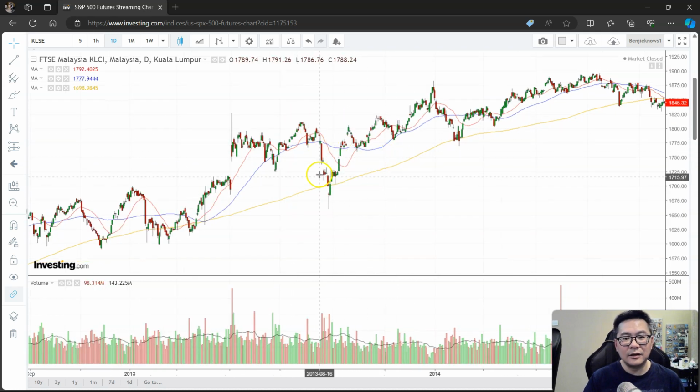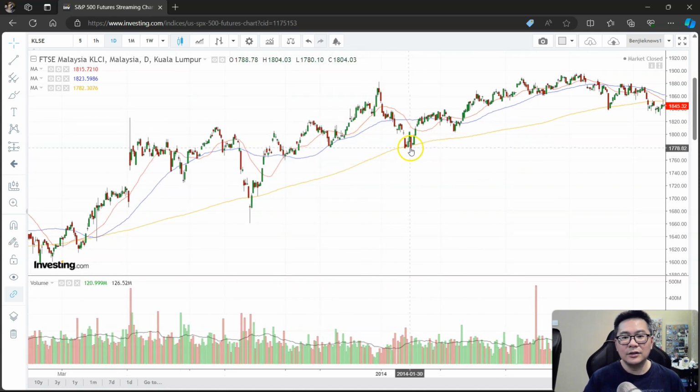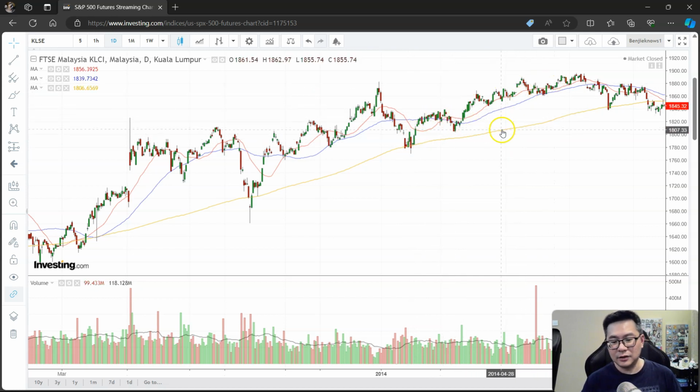And here's another correction down near the 200 MA, and it went back up again. And here also a correction to the rising 200 MA, and you could buy it for a swing trade or invest in stocks, and it gave you a very good buying opportunity. So next time if you see the index drop to a rising, the keyword here is rising, 200 MA, you might want to consider swing trading, or a place where you can buy stocks cheaper.